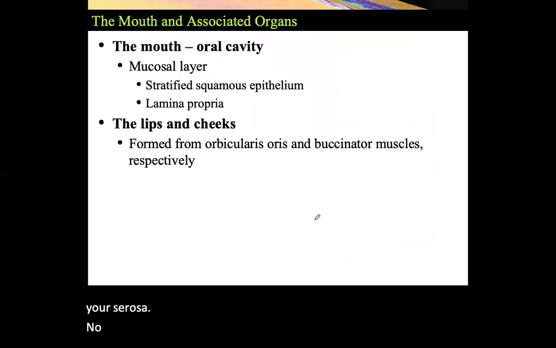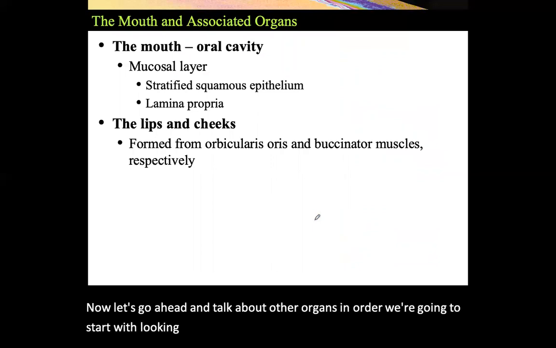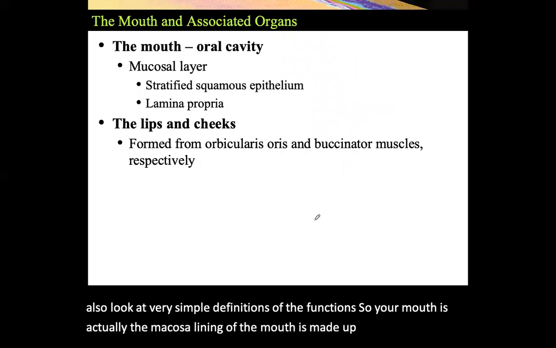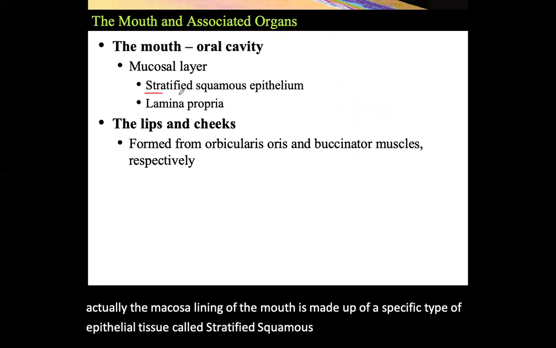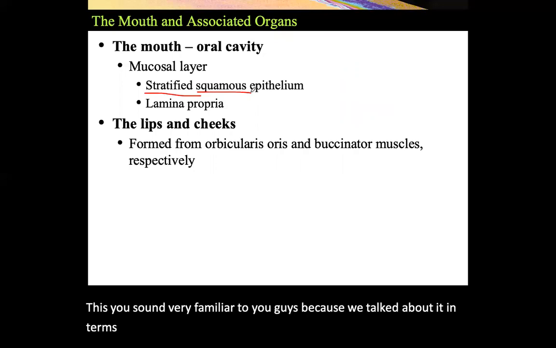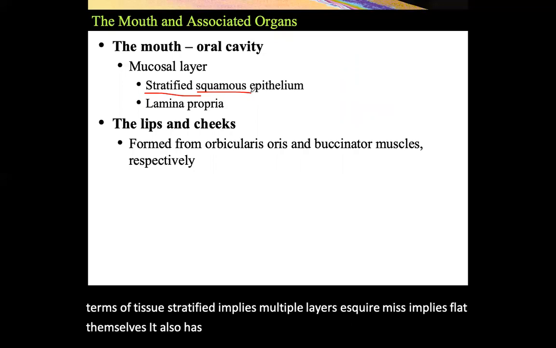Now let's go ahead and talk about the organs in order. We're going to start with looking at the mouth and briefly go over the structures and also look at very simple definitions of the functions. So the mucosa lining of the mouth is made up of a specific type of epithelial tissue called stratified squamous epithelium. This should sound very familiar to you guys because we talked about it in terms of tissue. Stratified implies multiple layers. Squamous implies flattened cells. It also has a mucous layer called lamina propria.